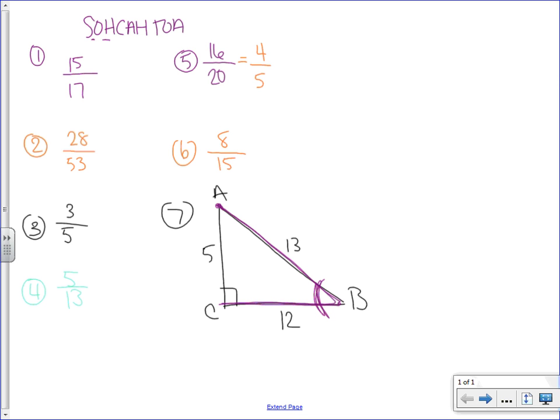There is more than one way to name an angle. You guys learned that last year. So if I'm looking at angle ABC and I want tangent, tangent is opposite over adjacent. Opposite side is 5, adjacent side is 12, it's choice 2.